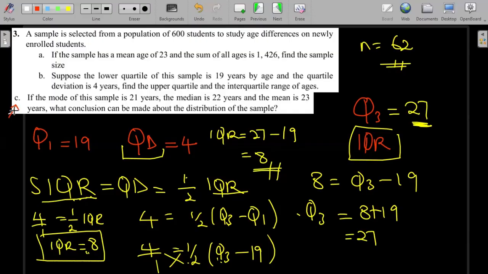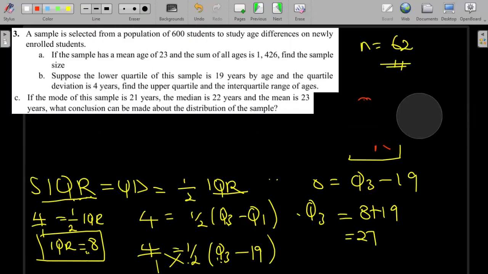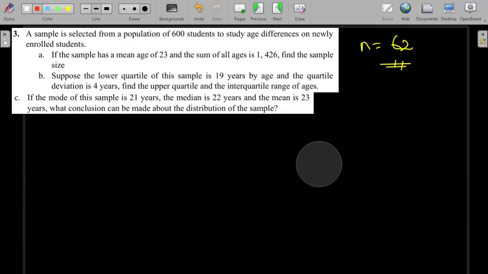Depending on the values of the mode, the mean and the median, if they're going in a certain pattern, we can conclude that the distribution has a certain type of skewness. It can be positively skewed or negatively skewed. So let's get what we have here. They have given us the values for the mean, the median, and the mode. For the mode, they're saying the mode is 21 years old.